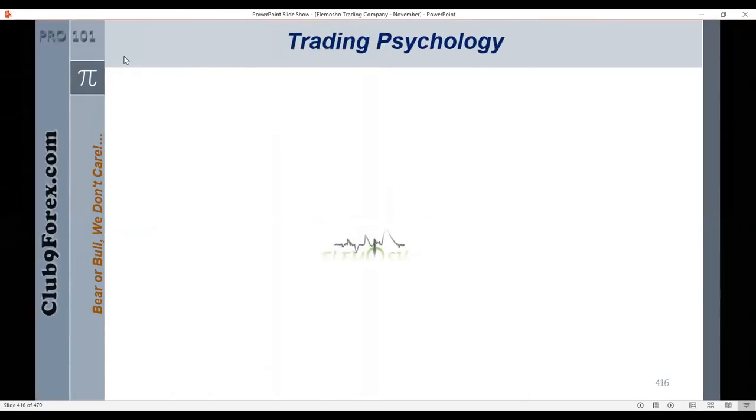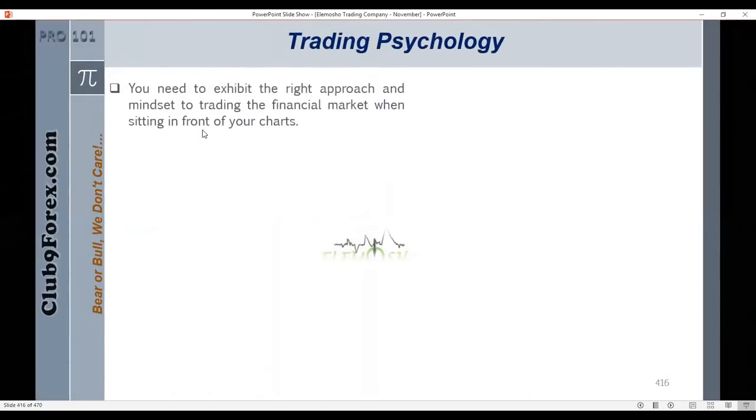Trading psychology. You need to exhibit the right approach and mindset to trading the financial market when you are sitting in front of a chart. The first and most important thing that you need is knowledge. Then after the knowledge comes trading psychology. Then after that comes discipline as regards risk, following risk management and money management.